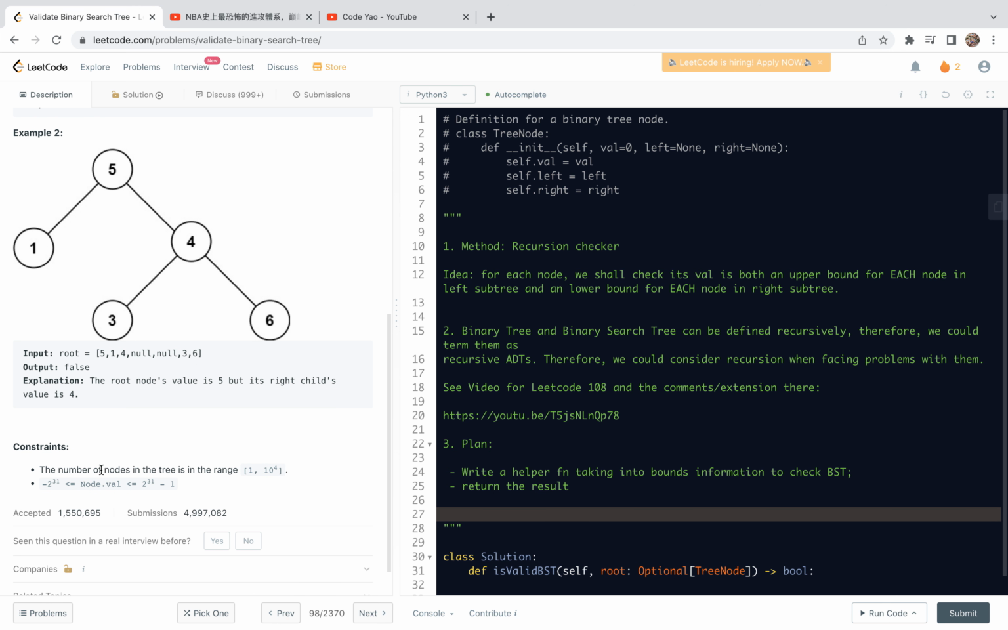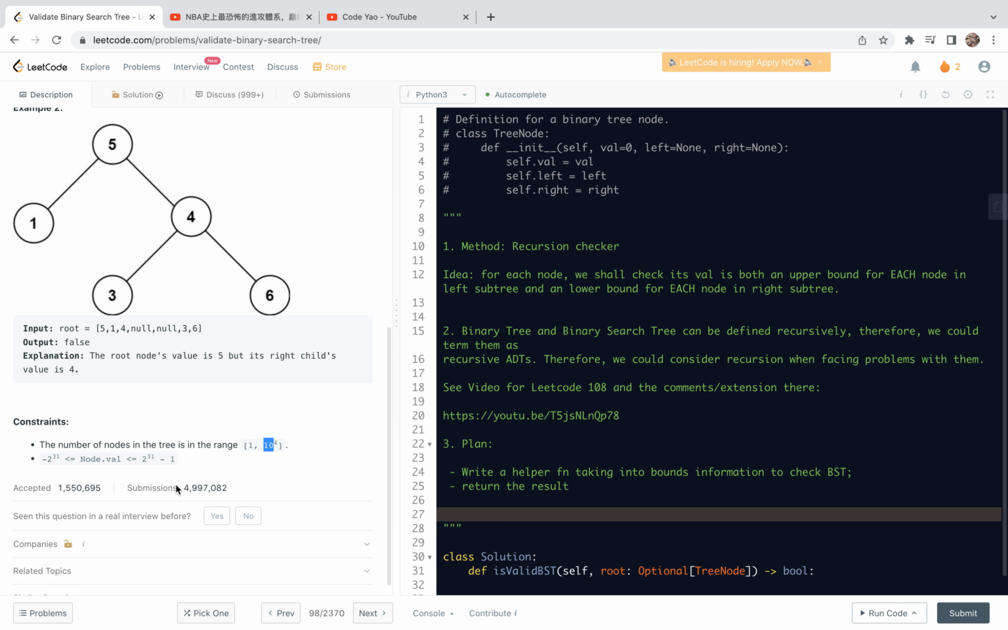Here the constraints are mainly on the number of nodes. The number of nodes in the tree is in the range 1 to 10 to the power of 4. 10 to the power of 4 is a decent large number, I would say. And the node value is between negative 2 to the power 31 and 2 to the power 31 minus 1. In other words, a 32-bit integer.